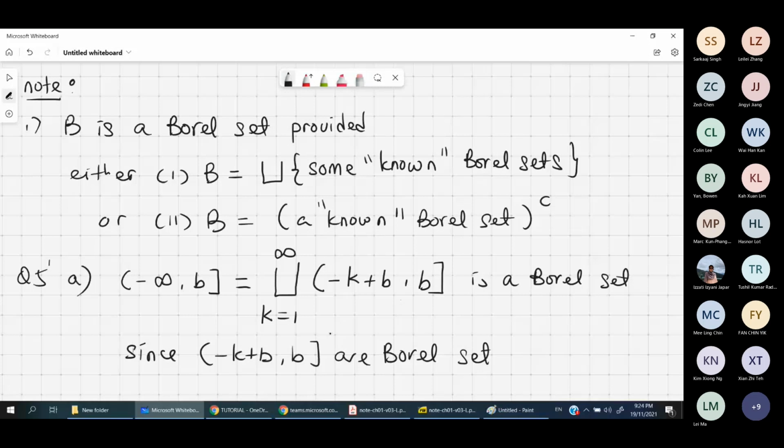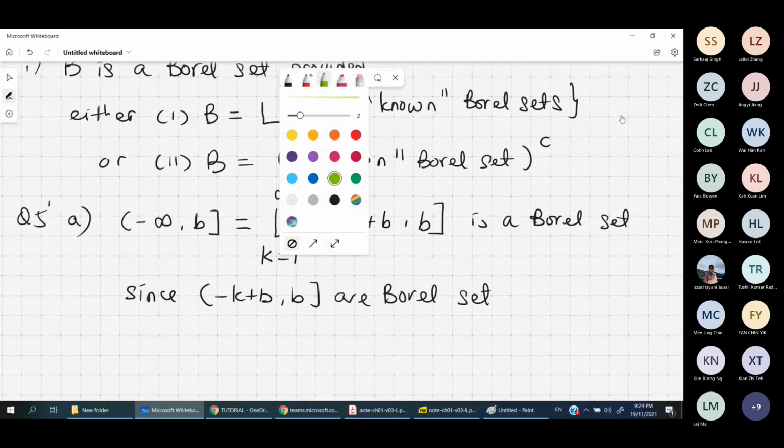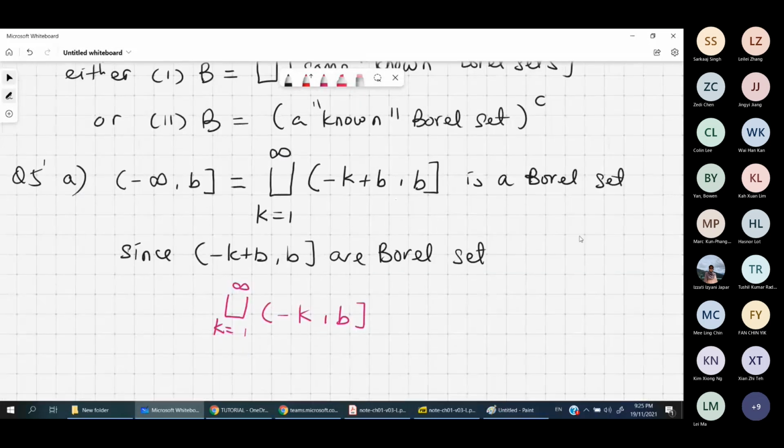Or alternately, if you don't want to, maybe I don't want to spoil my picture. Maybe you can put it in this way. Minus K to B, mathematically, K from 1 to infinity, and minus K less than B. Or you may put it this way.